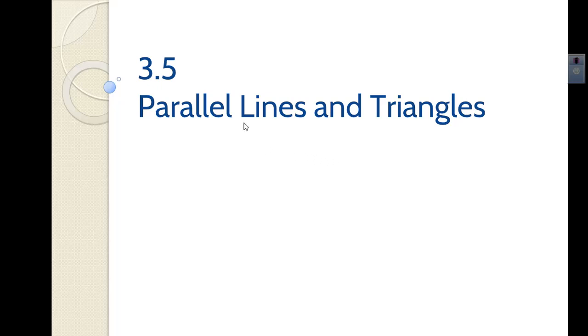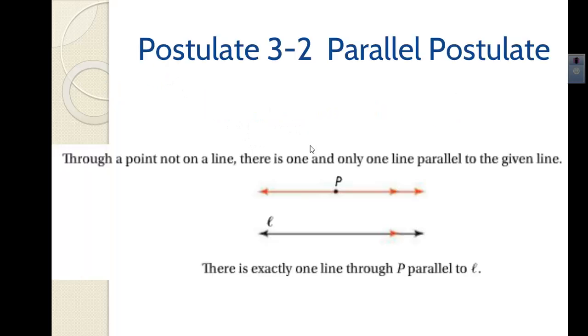All right, let's look at lesson 3.5, parallel lines and triangles. Postulate 3.2 says that through a point not on a line, there is one and only one line parallel to the given line. So if you had a line L and a point P above it, you could only draw one line that goes through point P and is parallel to that first line L. So there's exactly one line through P parallel to L.